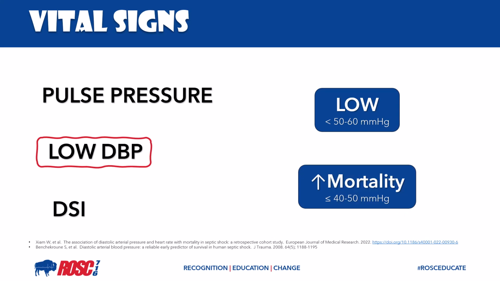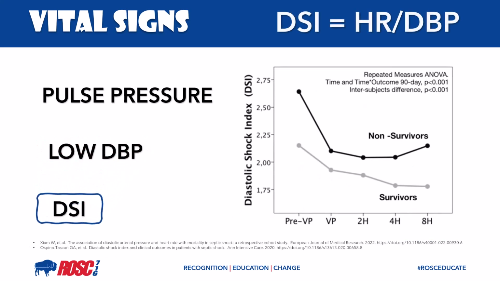Interestingly, a diastolic blood pressure of less than or equal to 40 to 50 is associated with a signal for increased mortality in septic shock. Speaking of predicting mortality with the diastolic blood pressure, there's some building literature telling us not only to look at the diastolic blood pressure alone, but to also include the heart rate into the assessment. And this is referred to as the diastolic shock index.